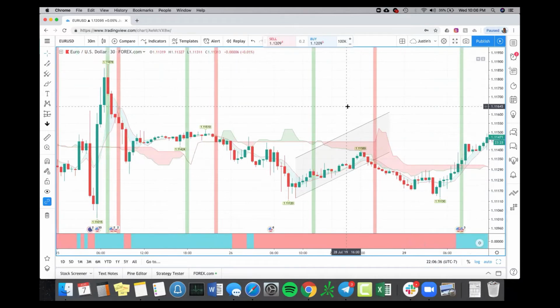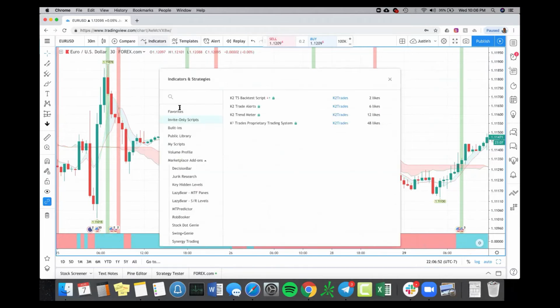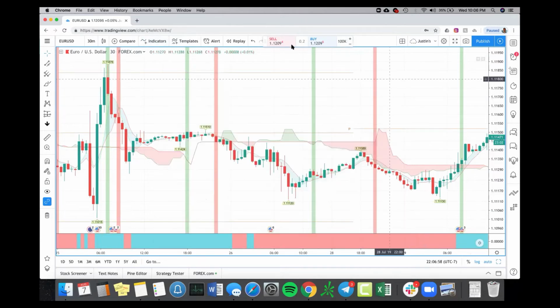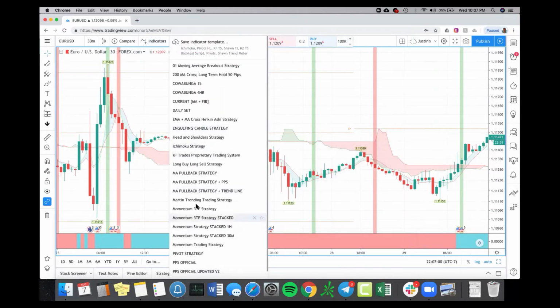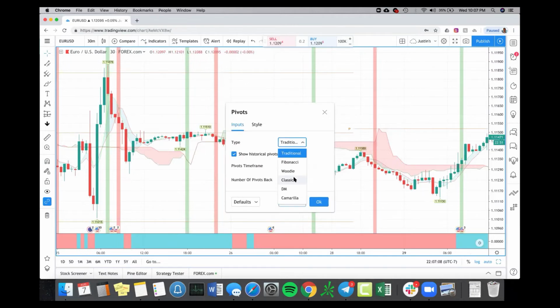There's a lot of ways to apply the strategy. My way is not the only way, and you can always apply it to your own strategy. I know Elias uses it for something else. He uses pivots. Like I know Elias uses this. This is traditional, time daily.